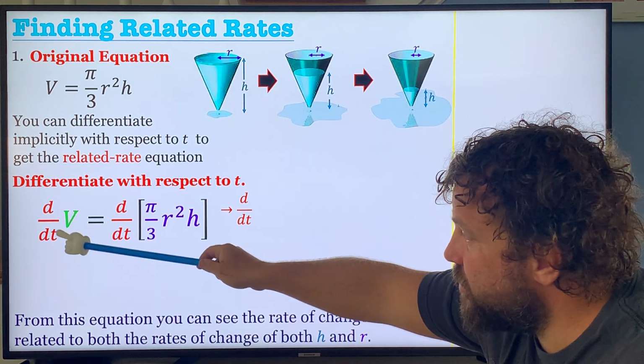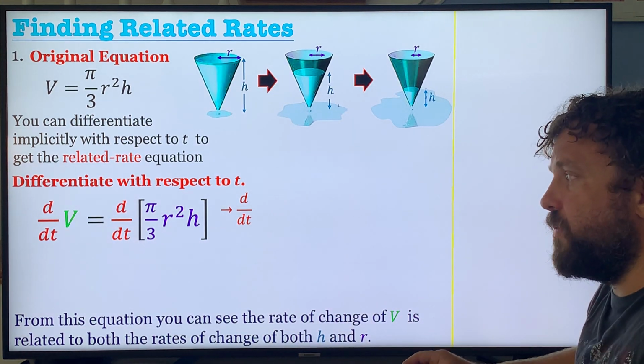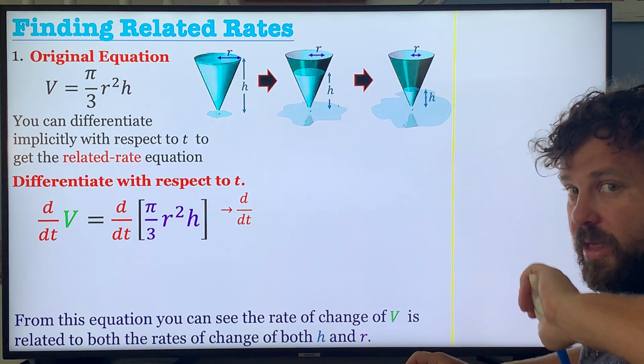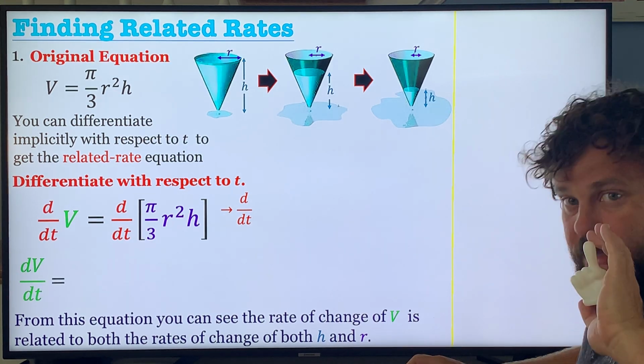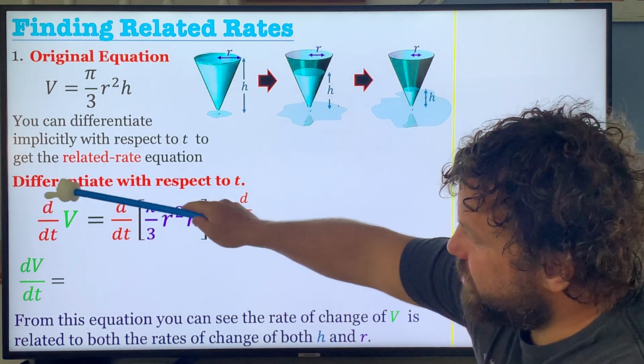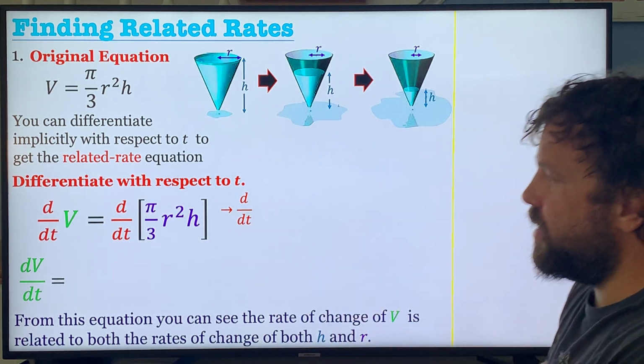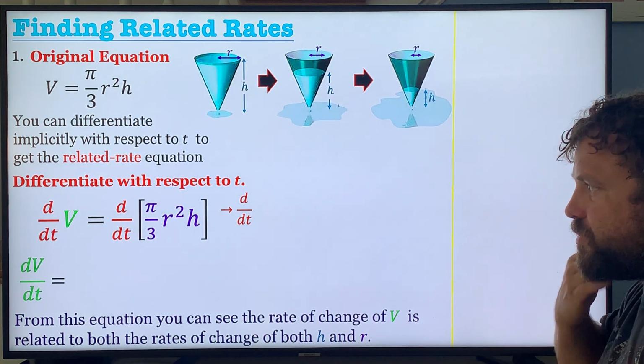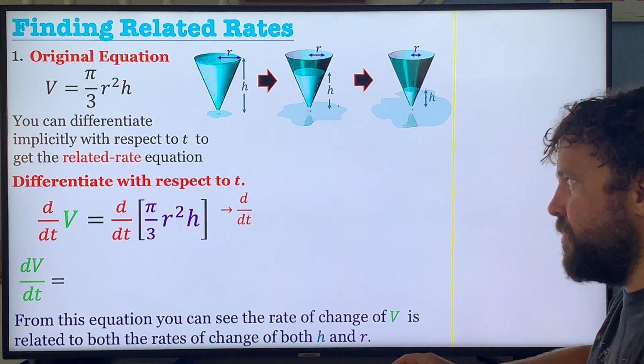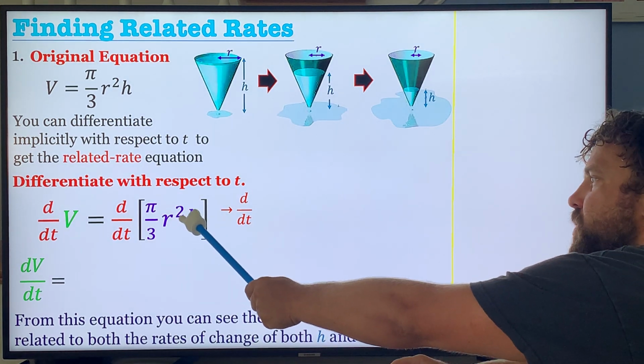So what do you think the derivative in terms of t of V, or volume, is? When I point, yell it out. dV/dt, right? dV/dt. Okay, dt is always going to be on the bottom, because it's 1 times dV/dt, using the chain rule. Now here, r squared h.